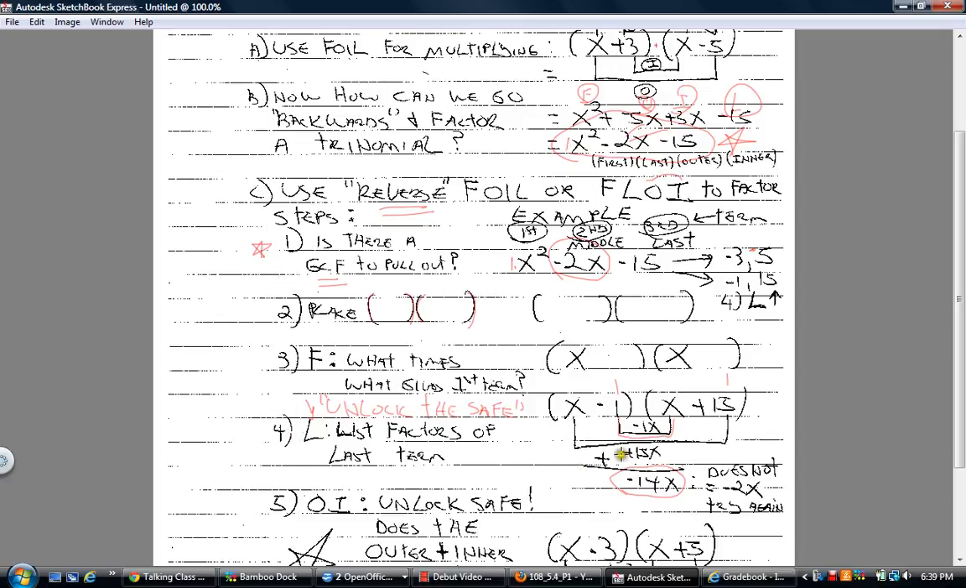Can we unlock the safe? I picked -1 times a positive 15 to produce the third term. I'm now sticking them in here. I get a -1x for the inner. I get a positive 15x. You're going to add them up. -1 plus 15 is 14. Did we unlock the middle term? And the answer is what?